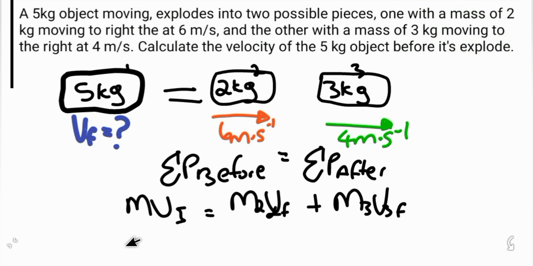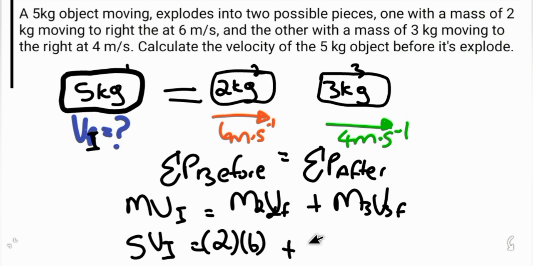Now the mass of object number 1 is 5 kg. We don't know its initial velocity. Its initial velocity times 5 kg will be equal to the mass of object number 2, which is 2 kg, times 6 meters per second to the right, plus the mass of the 3 kg block, which is 3 kg times the final velocity of 4 meters per second to the right.